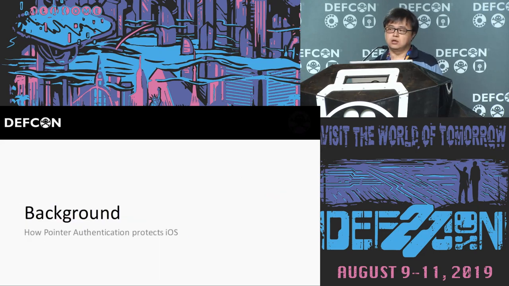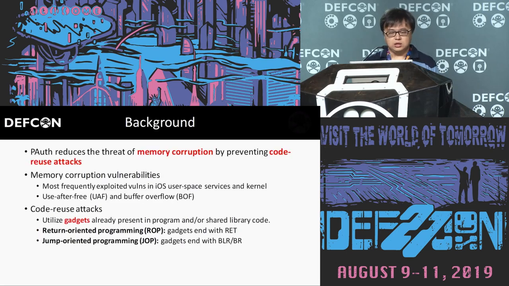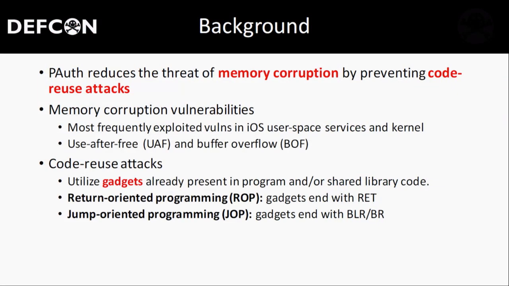So we have a brief understanding of pointer authentication. So how is pointer authentication protecting iOS? Let's answer this question. Pointer authentication reduces the threat of memory corruption by preventing code reuse attacks.